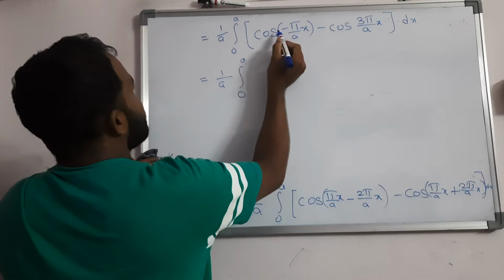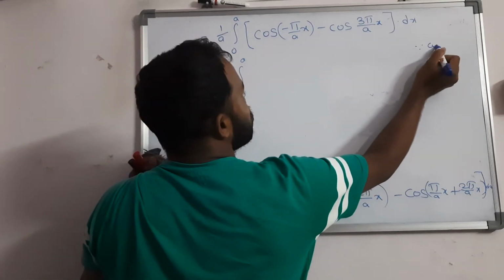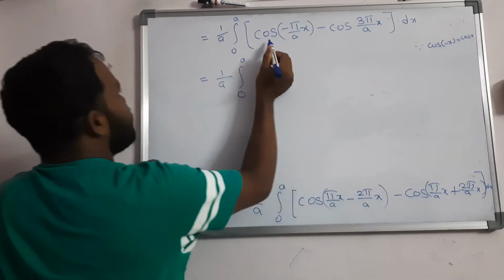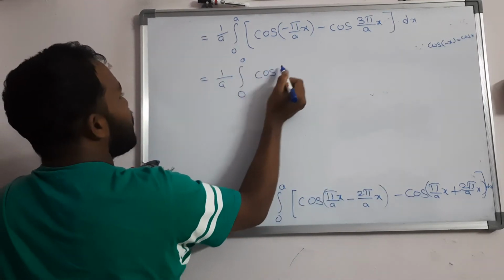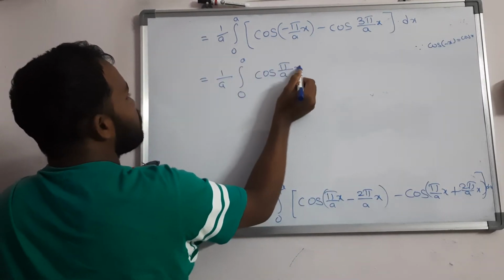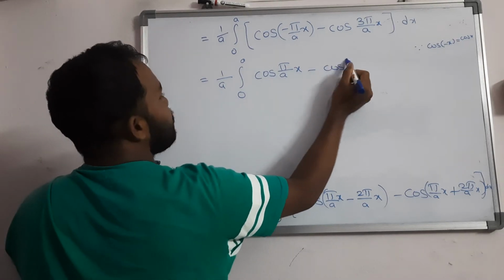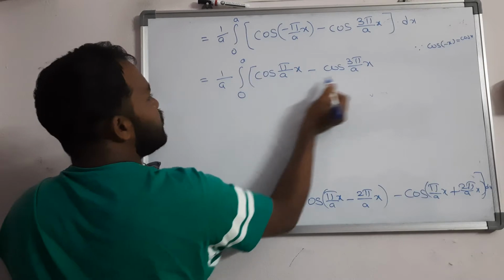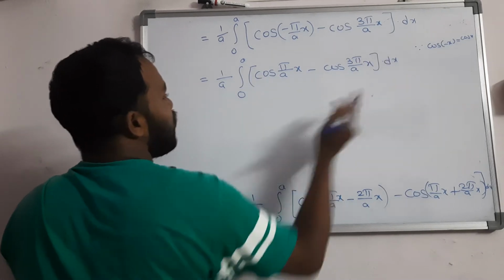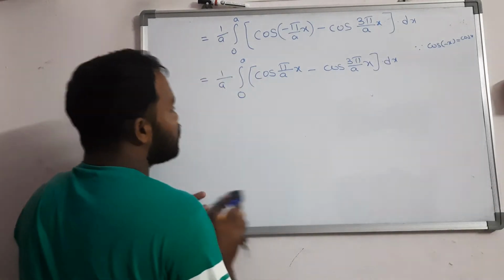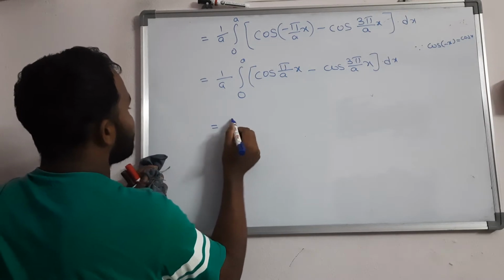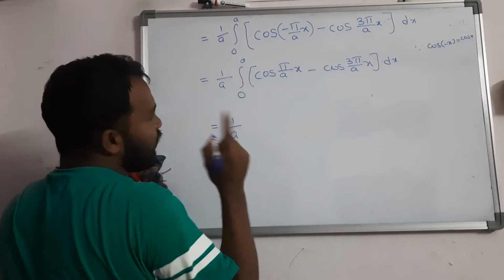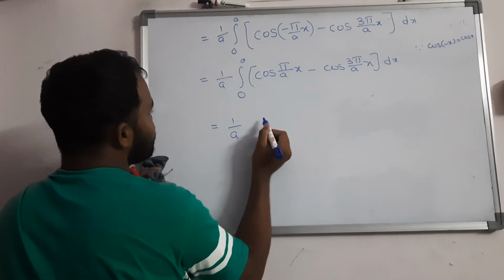Cos of minus x formula you should know, cos of minus x is equal to cos x. That means cos pi by a into x minus cos 3 pi by a into x, into dx you should write. So now you should apply the integration. What you will get, 1 by a into integration of cos x. Already I discussed integration of cos x is sin x.